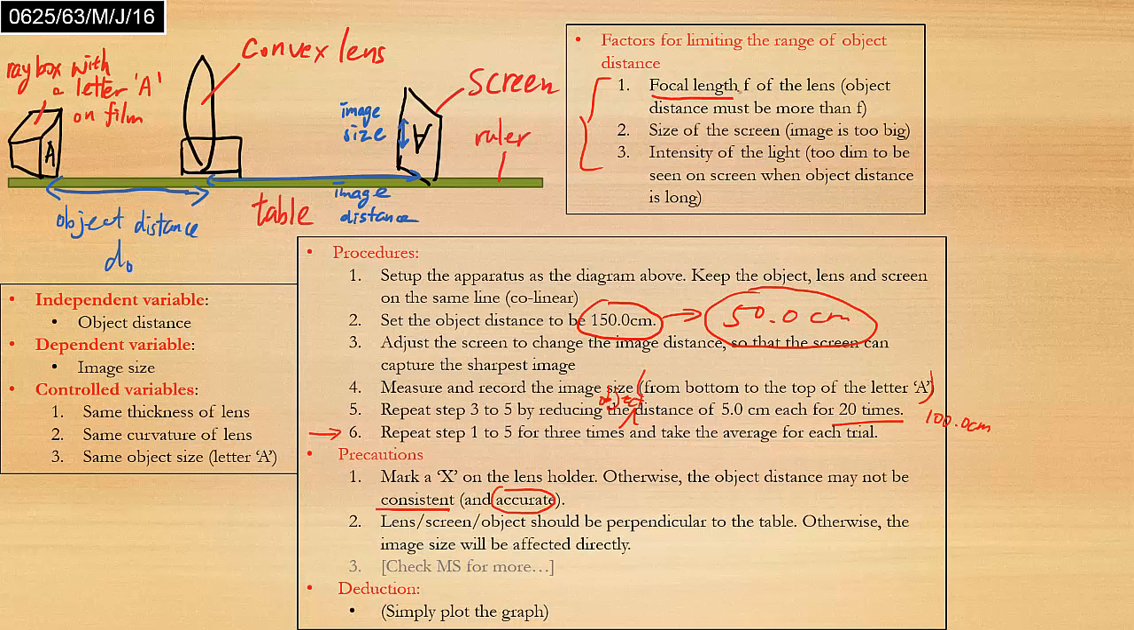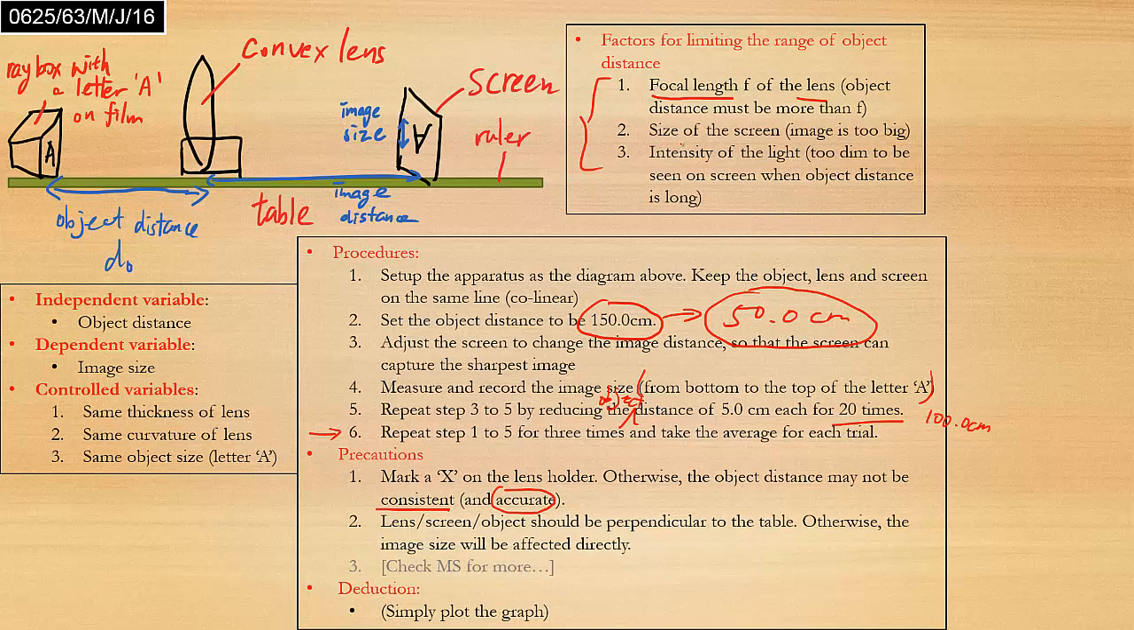So first is the focal length of the lens. If you can recall from what you learned about lenses, in order to get an image on the other side, on the screen, the object distance must be longer than f, longer than the focal length of the lens. So let's say if the focal length of the lens is actually 60 cm, then when I do 50, it's impossible to capture the image on the screen.